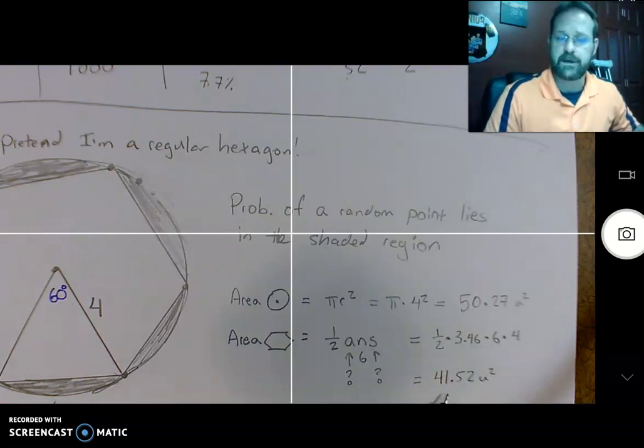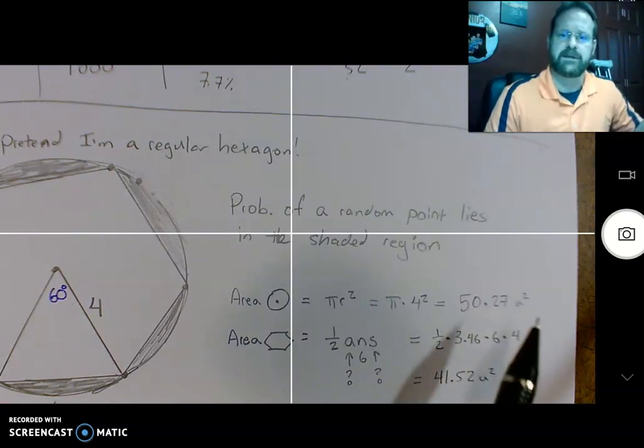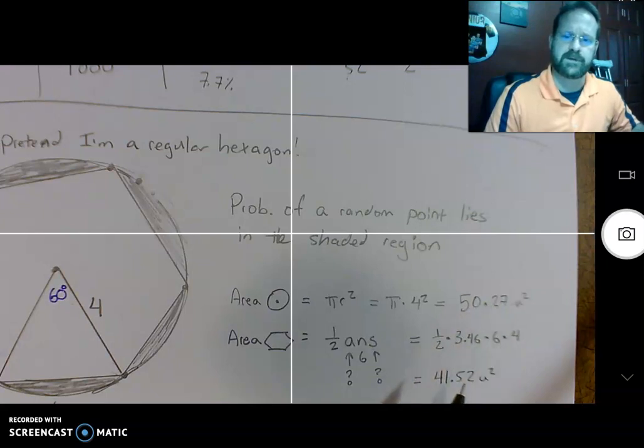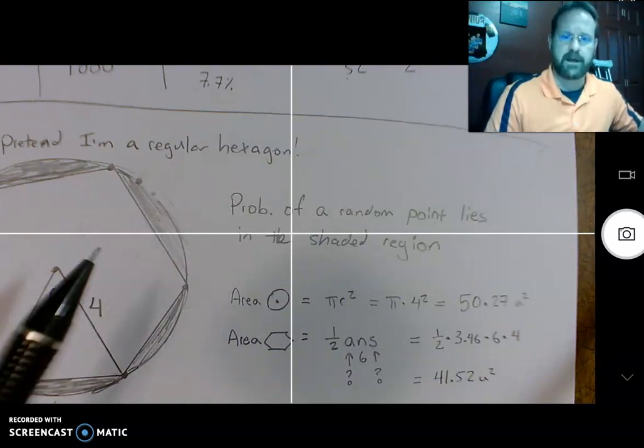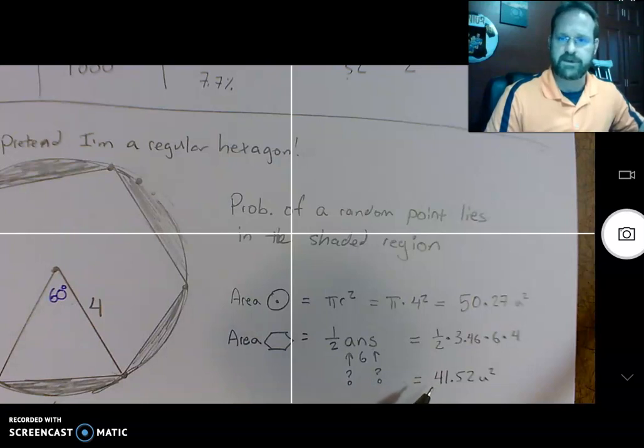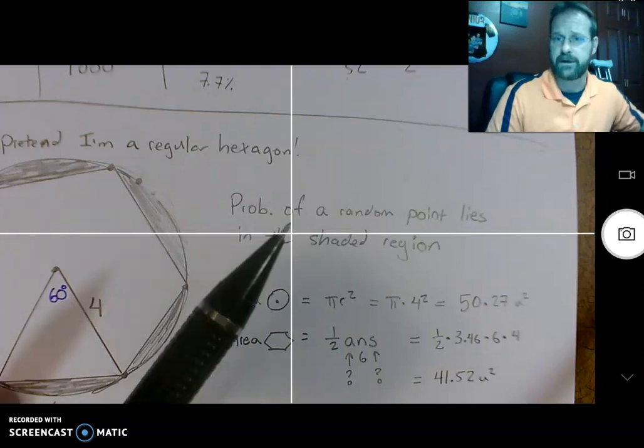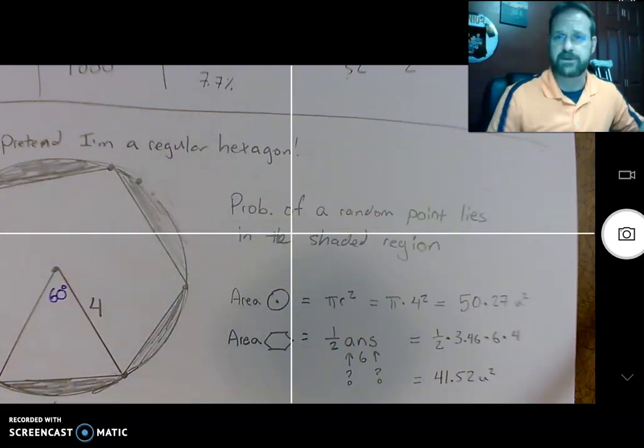And also, it's a good idea to always think, does my answer make sense? If the area of the circle is 50.27 and the area of the hexagon is 41.52, it kind of makes sense because it's smaller than that, but it's still rather large. If I got something like 22 or something, I'd think, that doesn't look like half, so I may have done a calculation error. So always ask the question in math: does my answer make sense?